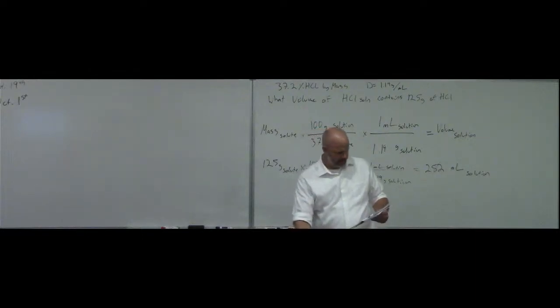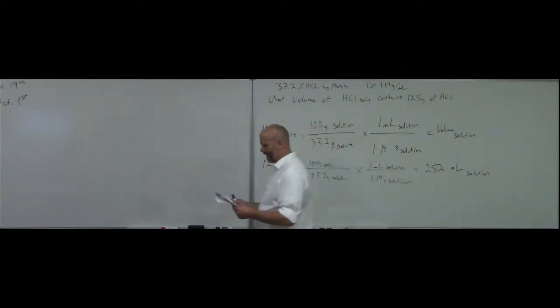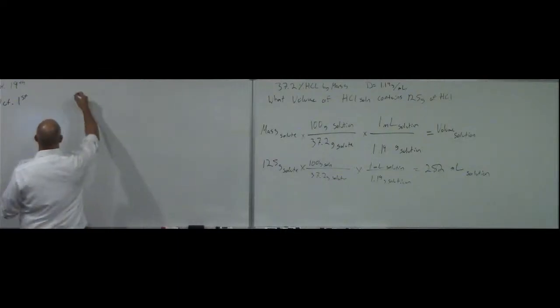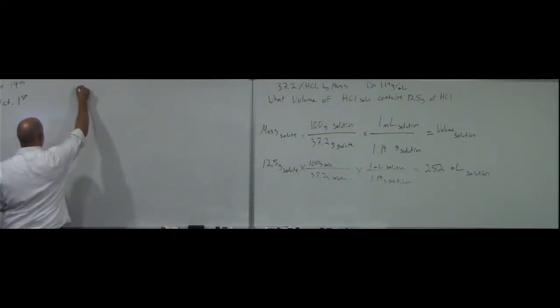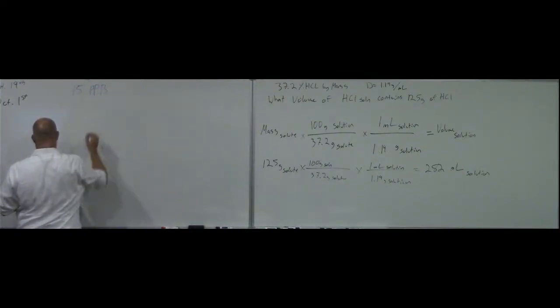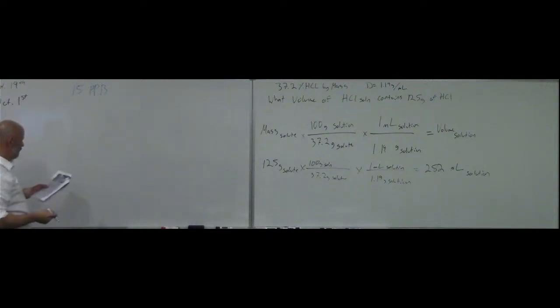According to the EPA, when the concentration of lead in tap water reaches 15 parts per billion, certain remedial actions must be taken. The first thing it asks is, what is this in parts per million? So I've got 15 parts per billion, convert that to parts per million.